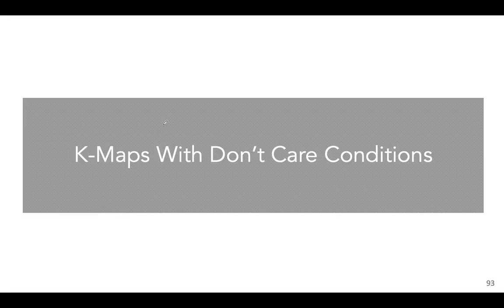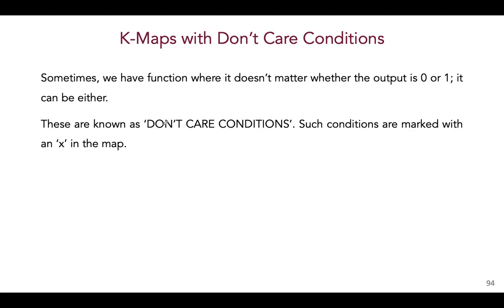Now let's talk about K-maps with don't care conditions. Sometimes we have functions or circuits where it doesn't matter whether the output is 0 or 1. It can be either. The point is there are certain outputs which don't exactly matter to the overall functioning of the circuit. So the output could be 0 or 1, and we are not concerned with which it is. These specific conditions where the actual value of the output doesn't matter are known as don't care conditions.